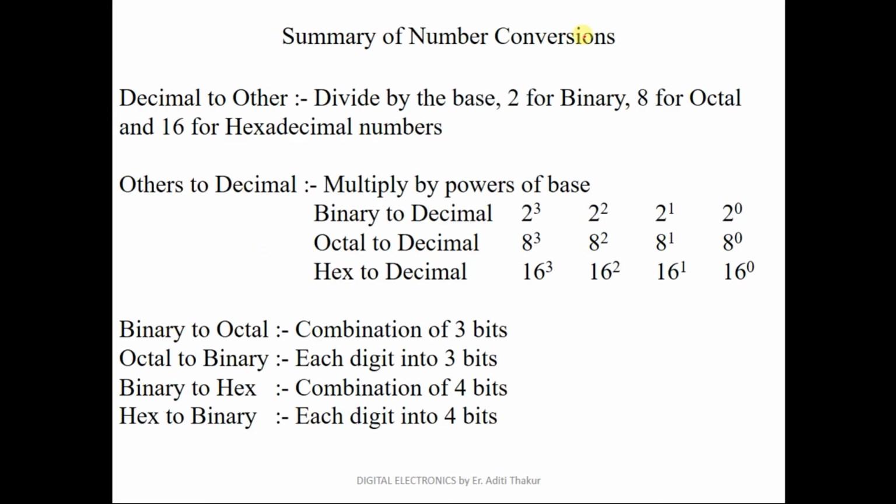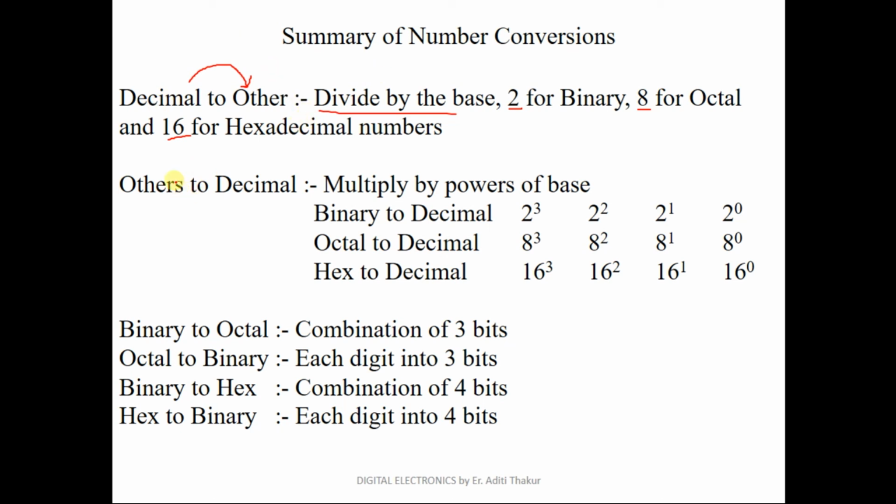Now here is a summary of all the conversions we have done up till now, because when all these conversions combine, there may be confusion in your mind. To avoid that confusion, just make a pattern in your mind: whenever you want to convert a decimal number to any other number system, you divide by the base. That base is 2 for binary, 8 for octal, and 16 for hexadecimal. Just keep in mind that this is for converting a decimal into any other number system.